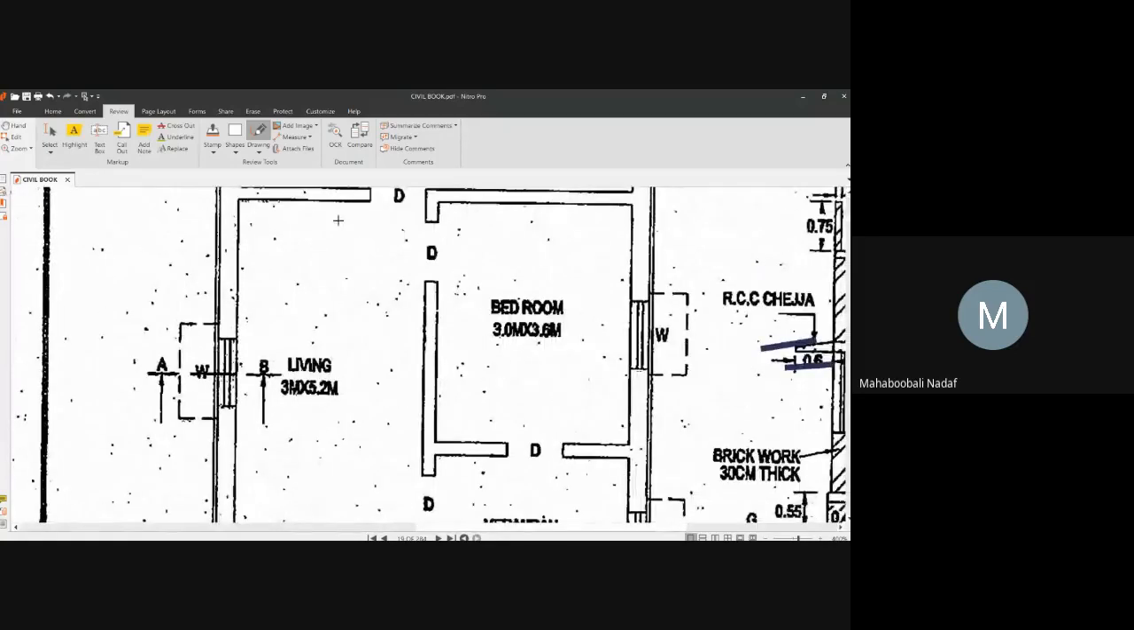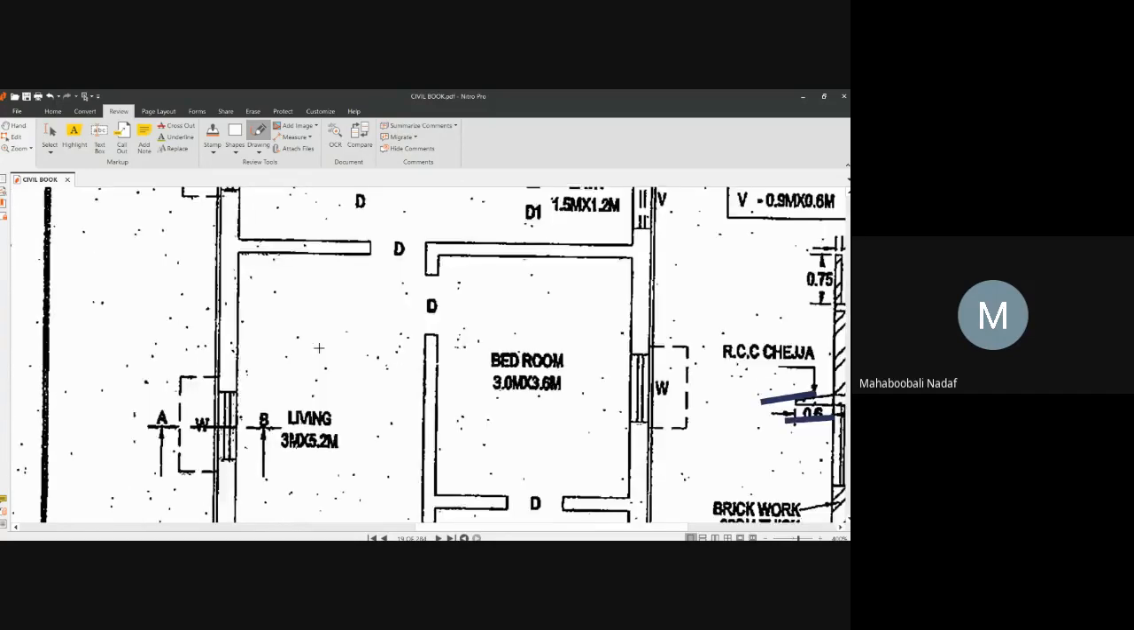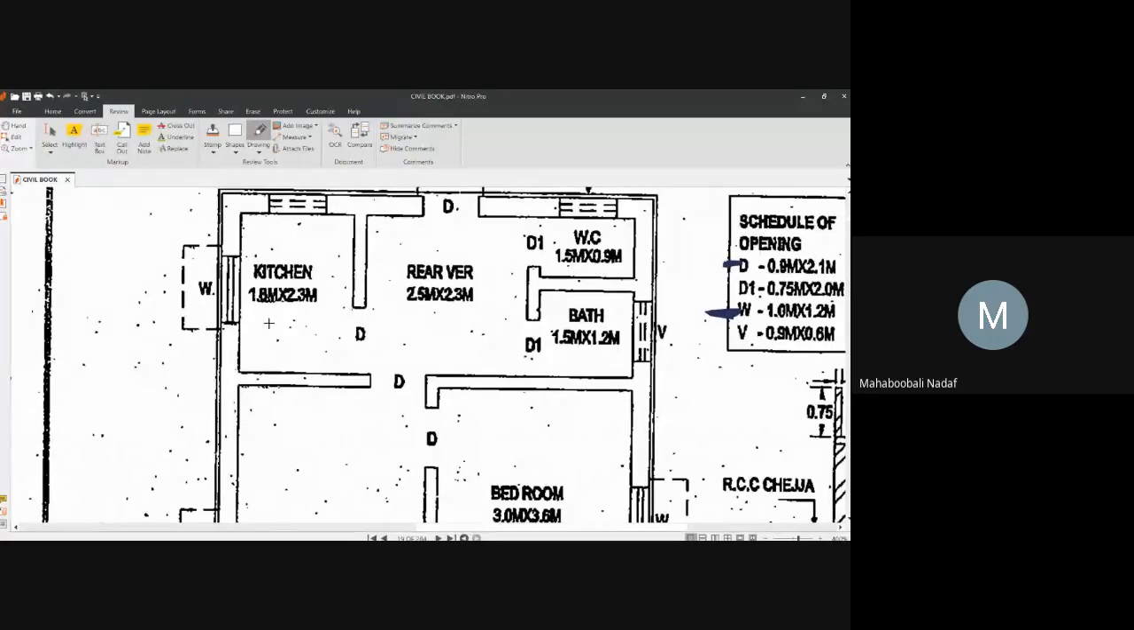Living room. Calculate the perimeter inside to inside. 3 plus 3 plus 5.2 plus 5.2. How much? 16.4. The same thing is written here. 2 times 3, 2 times 5.2, that means the inside perimeter, 16.4. Inside perimeter into its height is nothing but the internal plaster. Similarly, kitchen inside perimeter: 2 times 1.8, 2 times 2.3. How much? 8.2, the same thing is written.